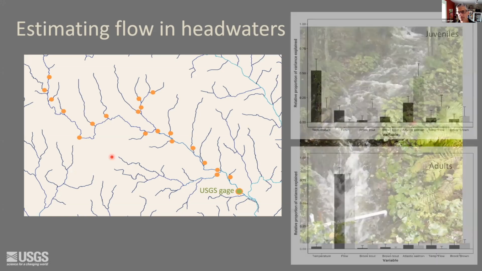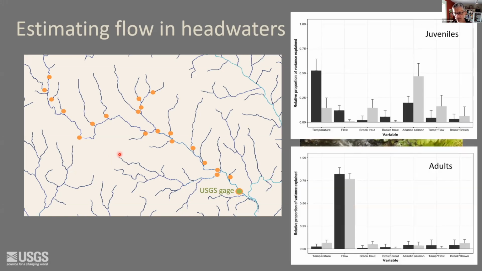And the other reason, I just popped this in here just before this talk after some of the discussion earlier about the importance of flow and growth. This is a paper we're just about to submit where we're breaking down what contributes to growth for juveniles and for adults. Things like temperature and flow and the abundance of brook trout and other species. But the thing that really jumps out here is the importance of flow in a small stream system for growth for the adult fish. So if we want to understand growth, we really need to understand flow.